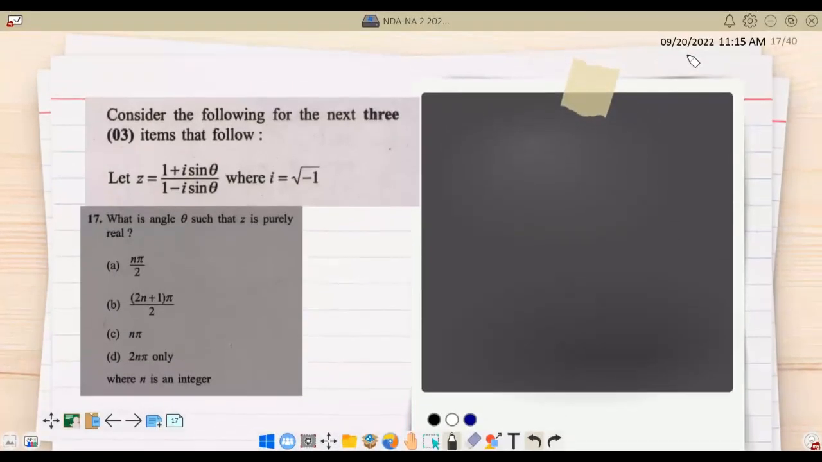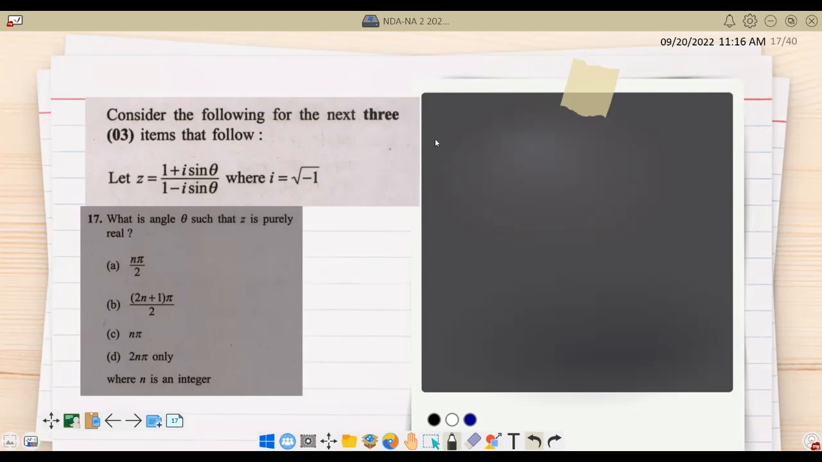Now we're going to see the 17th question. The same direction for the 16th question applies to this. You have a complex number (1 plus i sin theta) divided by (1 minus i sin theta). We have to find theta in the sin theta if that is purely real. Fine. So how to find this?